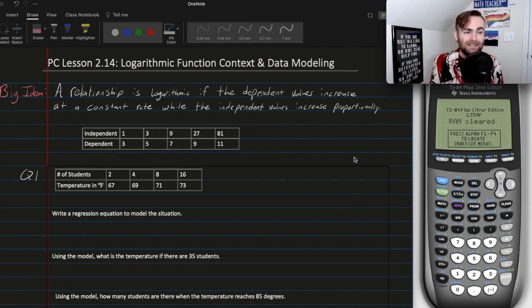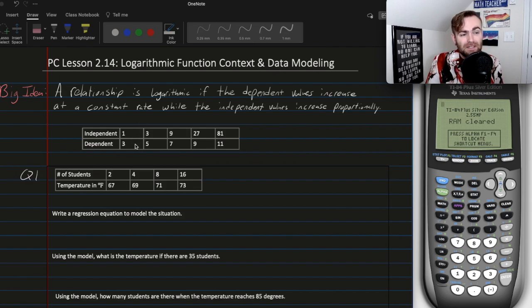So let's get started. Our big idea for this lesson is that a relationship is logarithmic in nature, it has a logarithmic pattern, grows in a logarithmic way, if the dependent value, the y, increases at a constant rate while the independent, the x, increases at a proportional rate, so the inverse of an exponential.